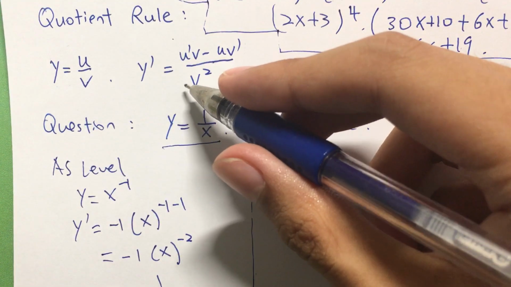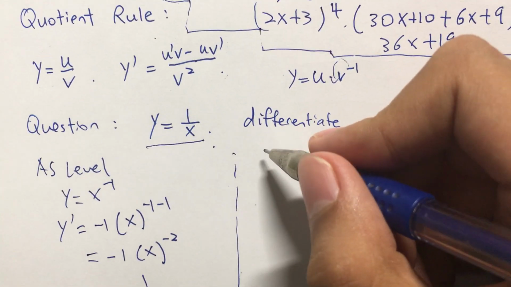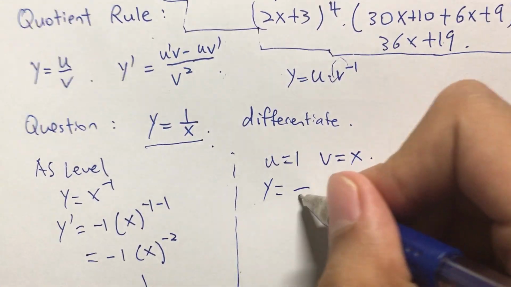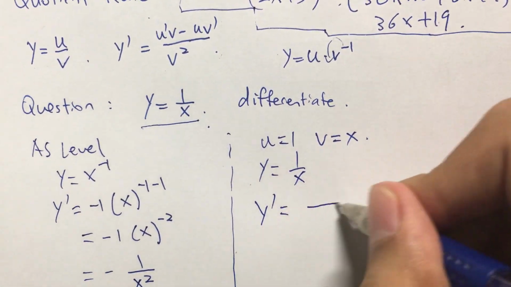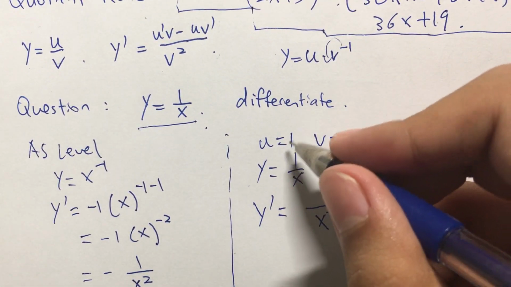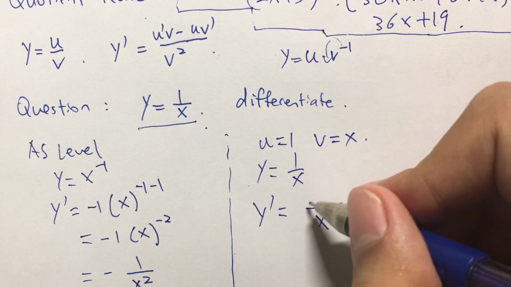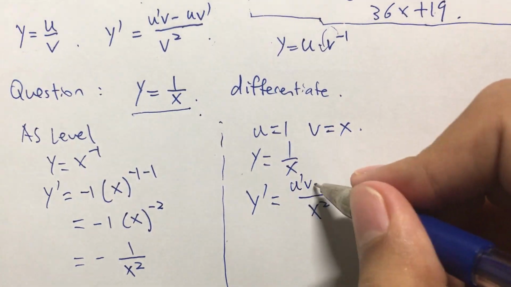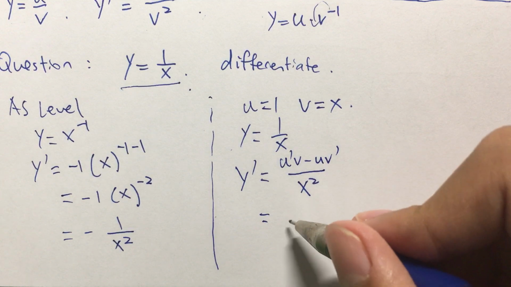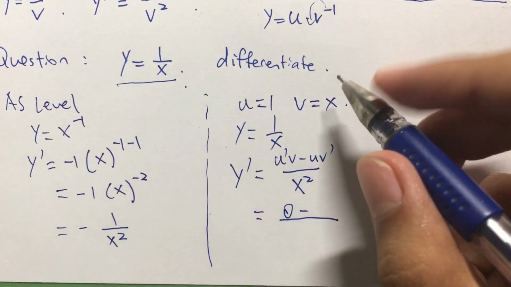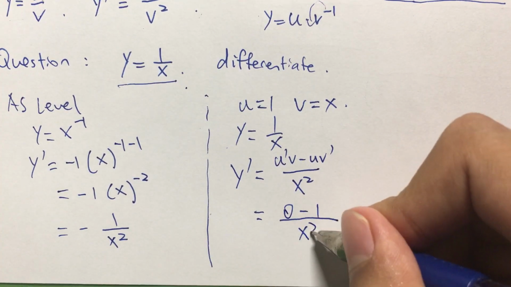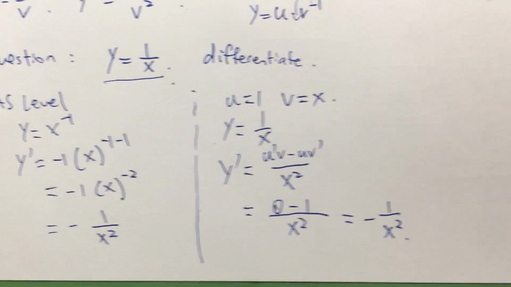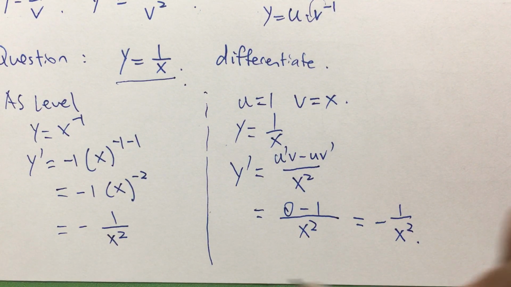And let's use the quotient rule. So we can say that u is equal to 1, v is equal to x. So y equals 1 over x, v dash becomes 1, and u dash becomes 0. So u dash v minus uv dash is equal to 0 minus 1, over x squared, which is also equal to -1 over x squared. And we solved this problem by using two ways.